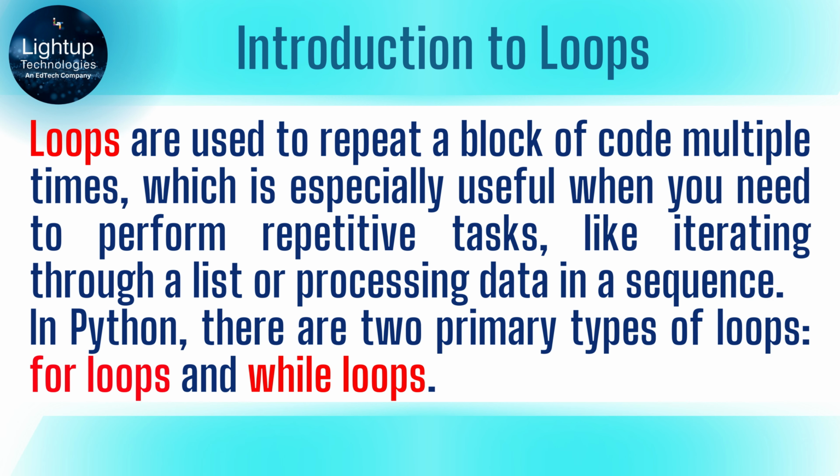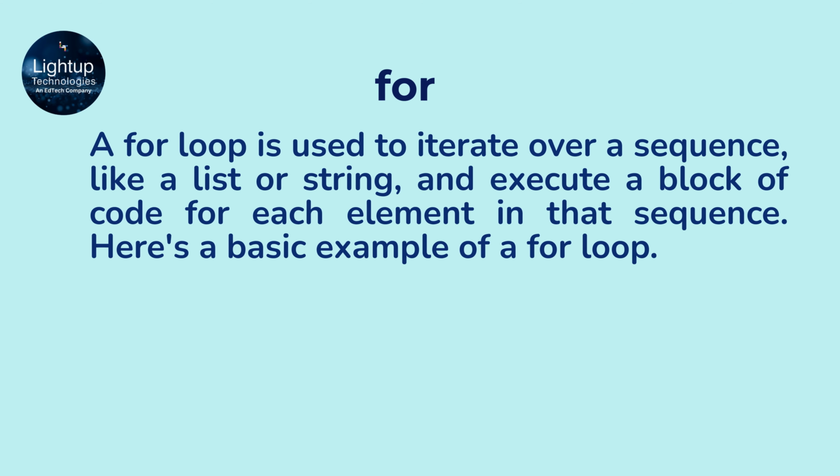Loops are used to repeat a block of code multiple times, which is especially useful when you need to perform repetitive tasks, like iterating through a list or processing data in a sequence. In Python, there are two primary types of loops, for loops and while loops. A for loop is used to iterate over a sequence, like a list or string, and execute a block of code for each element in that sequence.